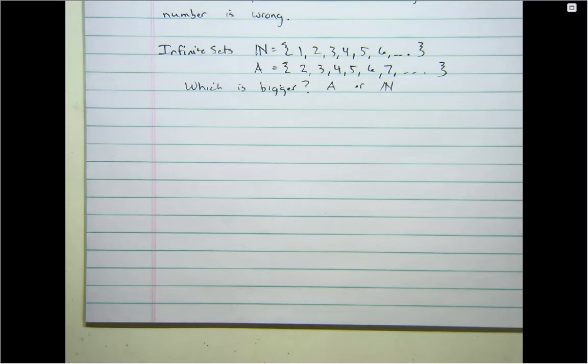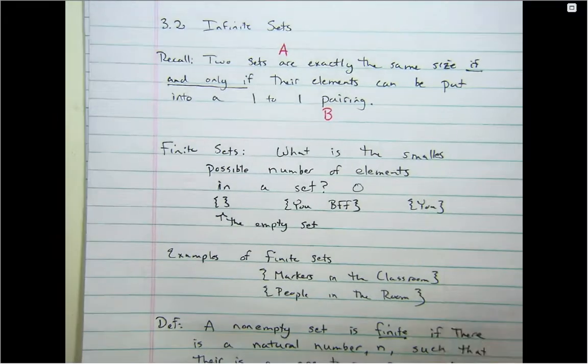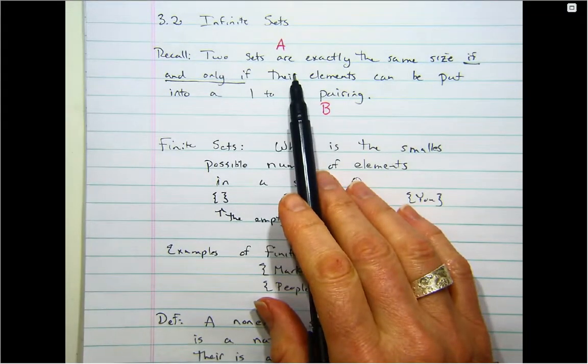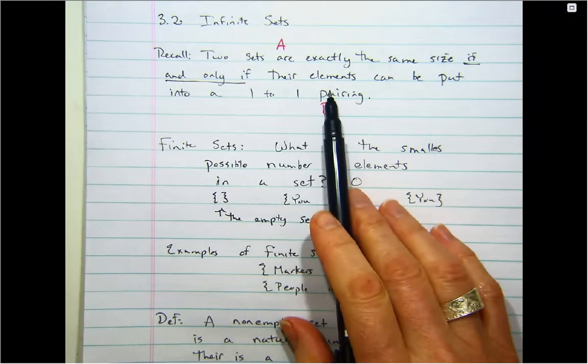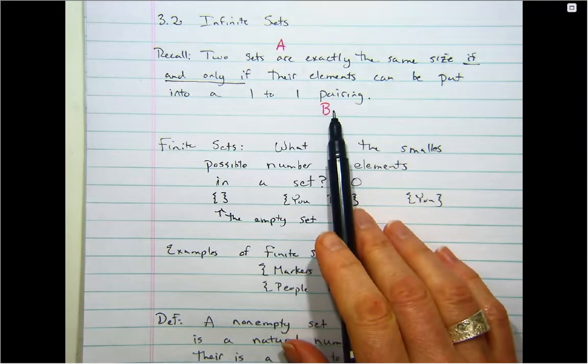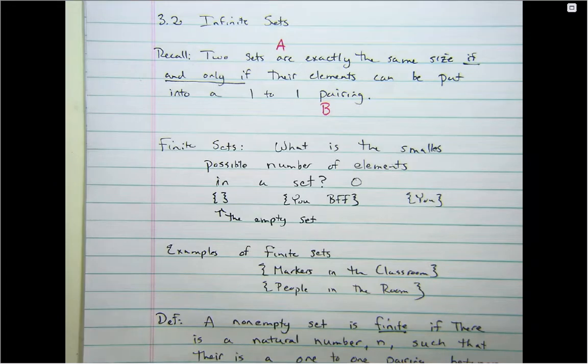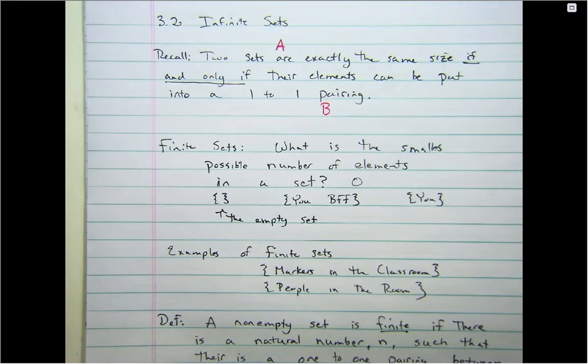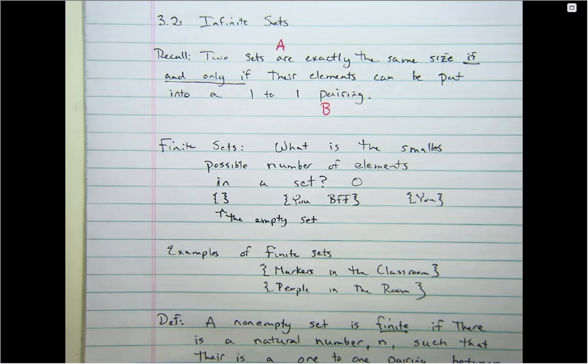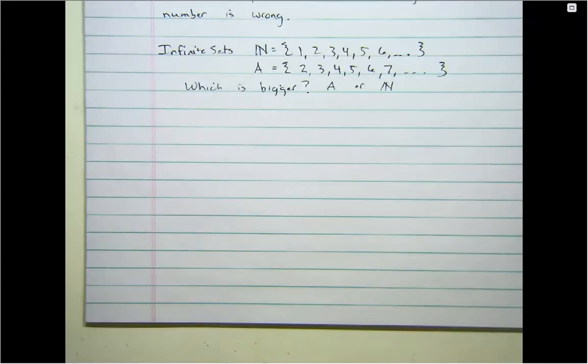Okay, well, when we're not sure, we always go back to our definition. Where did my definition go? Two sets are exactly the same size if and only if their elements can be put into a one-to-one pairing. So let's look for a one-to-one pairing, okay? Did any group try a one-to-one pairing? Anybody that I didn't get to try a one-to-one pairing? Okay, let's try that. All right.